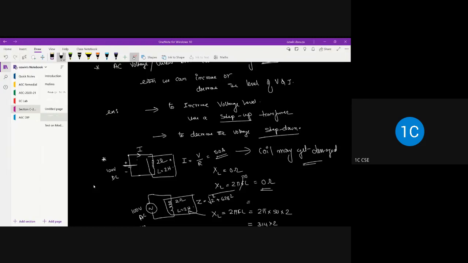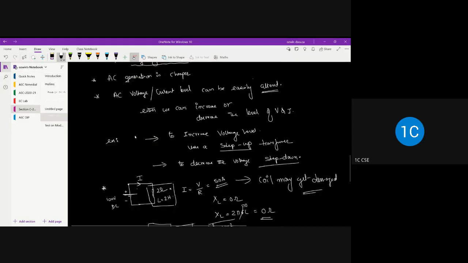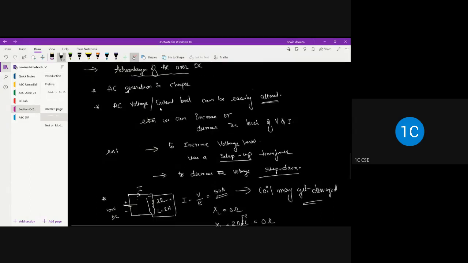However, you can step up or step down DC levels by using a circuit called an inverter, which is made up of semiconductor diodes, transistors, etc. But the design of such a circuit is very expensive as well as difficult. That's the reason in the second advantage we mentioned that AC voltage and current levels can be easily altered, and it is not so easy in the case of DC.